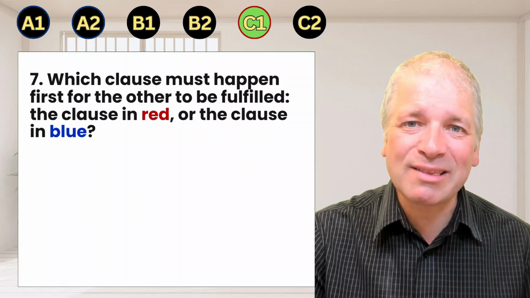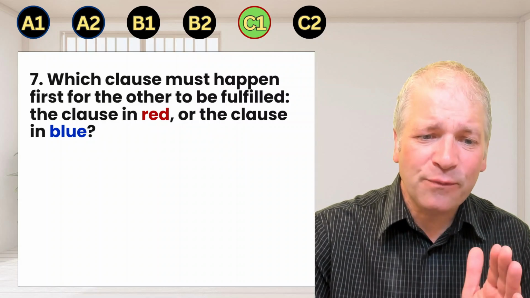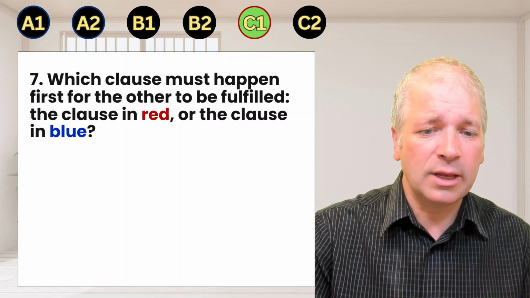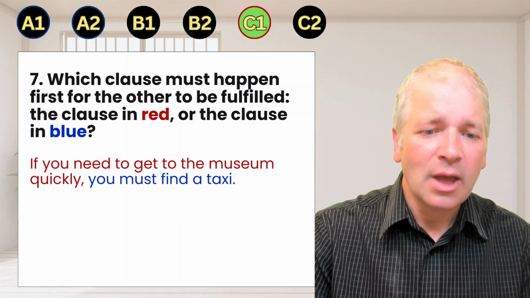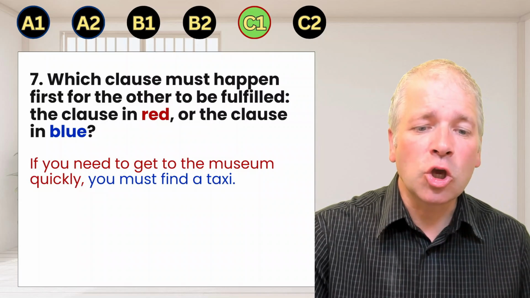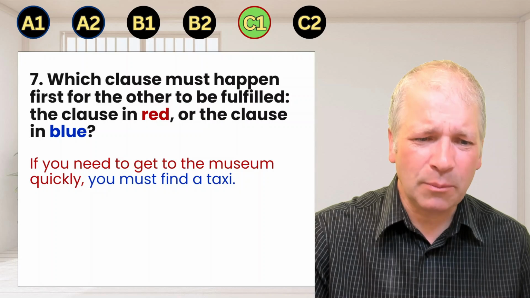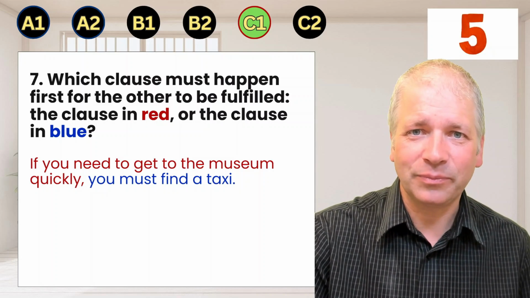Here's one more C1 level question. Which clause must happen first for the other to be fulfilled? The clause in red or the clause in blue? If you need to get to the museum quickly, that's the red one, you must find a taxi. Which one comes first for the other to be fulfilled? Here's your 5 seconds.